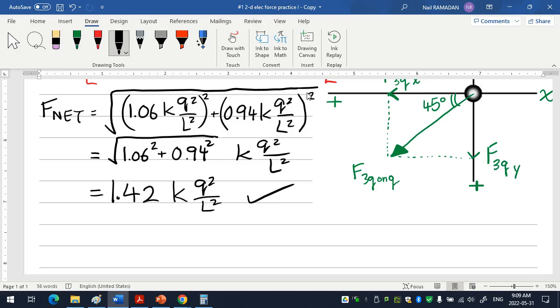How can you find the angle? What do you divide by what? Always the y by the x or the x by the y, if you always want to get the horizontal angle in your final answer. Y over x. Thank you. So theta equals tan inverse of F net on the y over F net on the x.